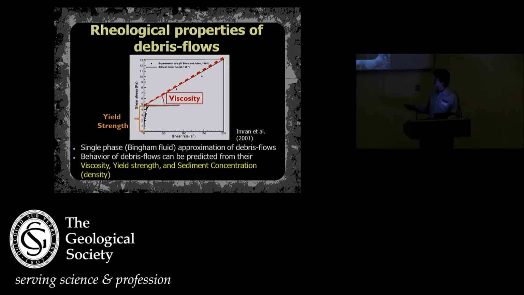And this parameter is yield strength. Below this value, the mixture of solid and water behaves as solid. And above this shear stress, the mixture of the sediment and water behaves as fluid. Then the inclination of this line is the viscosity. So now we describe the yield strength and viscosity and also density, that means sediment concentration in the debris flow. Okay, so three parameters are necessary.